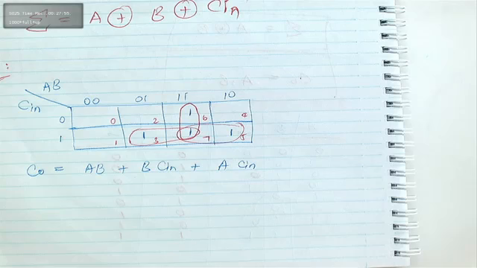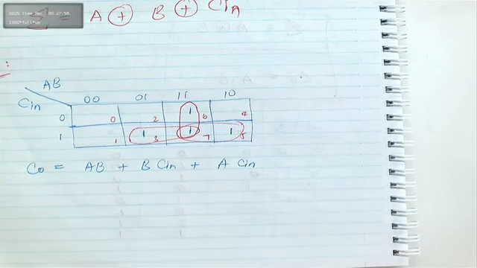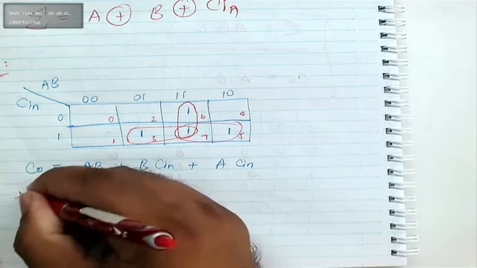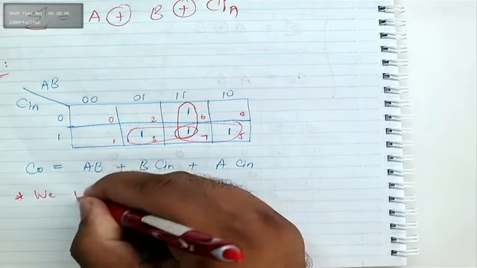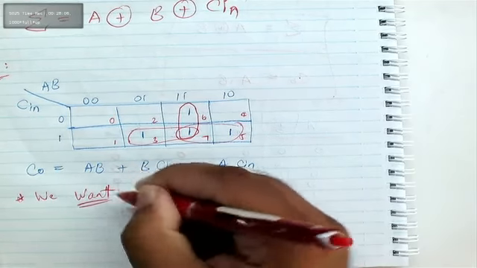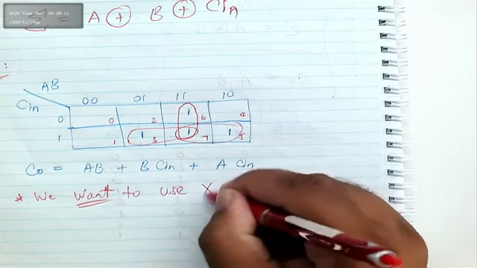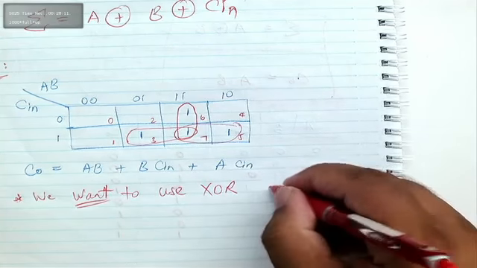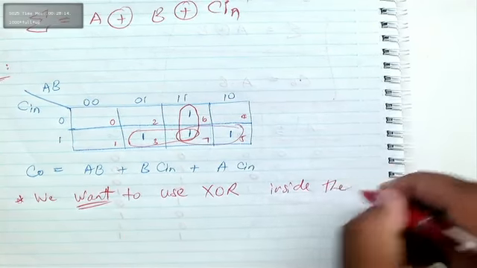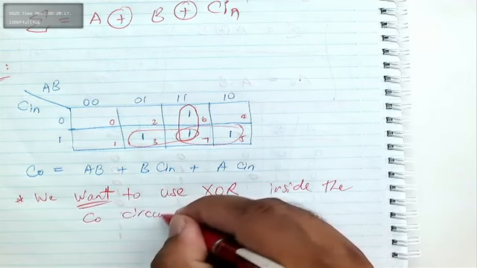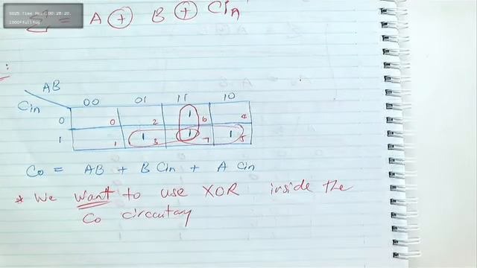So our objective now. Over here we've got this situation. We want to use XOR inside the carry out circuitry. Why? Why do we want to use the XOR? Why can't we just use the AND and OR? I mean, it's A and B, or B and C in, or A and C in. Why can't we just use AND and OR?